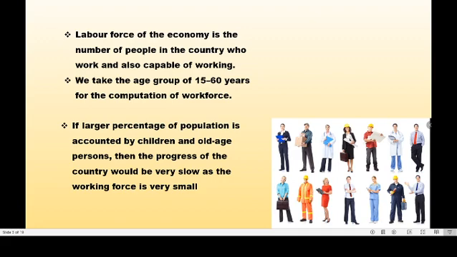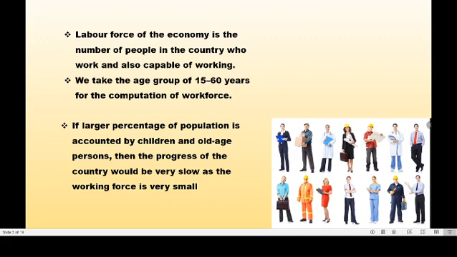The works can be very different. There can be different streams of employment. There can be doctors, advocates, engineers, plumbers, constructors, painters, teachers, professors, lecturers. There can be many employments, but the labor force is from the age group of 15 to 60. The labor force of the country is the number of people in the country who work and are capable of doing their work. So the labor force means the people who are capable of doing their work.